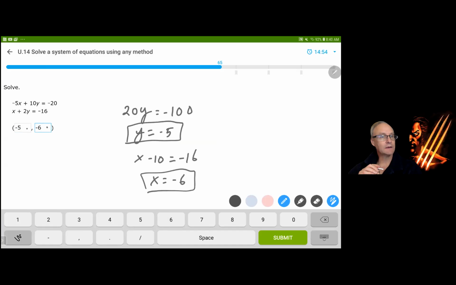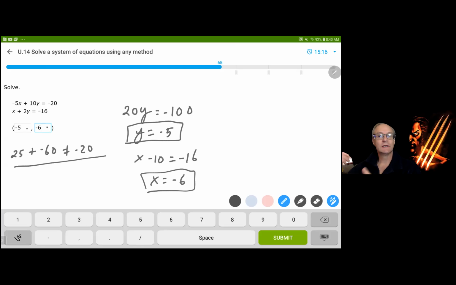Hopefully I'm not going too fast. The first equation, I'm going to go ahead and substitute my negative 5 for x. That gives me positive 25 plus negative 60 is not equal to negative 20. So I made a dumb error somewhere. Where would my error be? I wrote it backwards, didn't I?